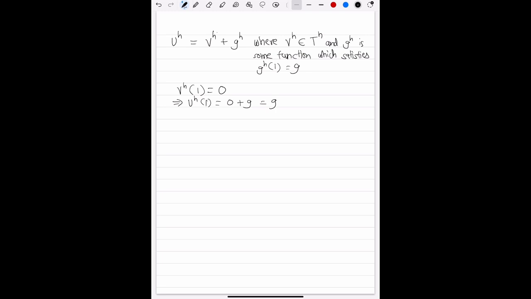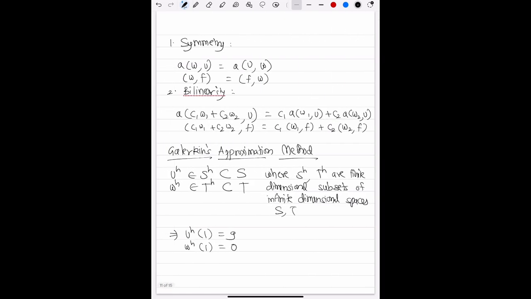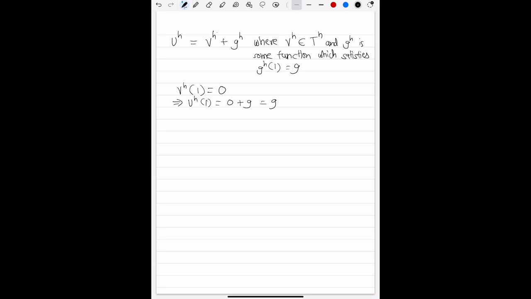I would like to highlight that the key idea of the Galerkin method is that in this split, the function vh belongs to the same function space Th as the test function wh. That's the key idea of the Galerkin method. This results in a simplified version of the set of equations that we'll derive later, and I'll talk about that when that comes.